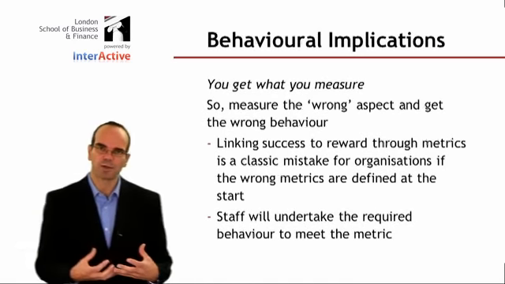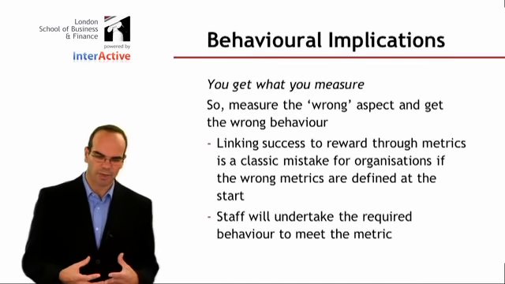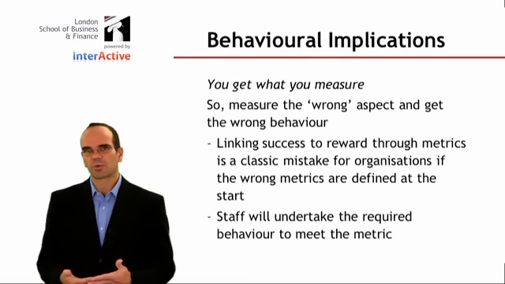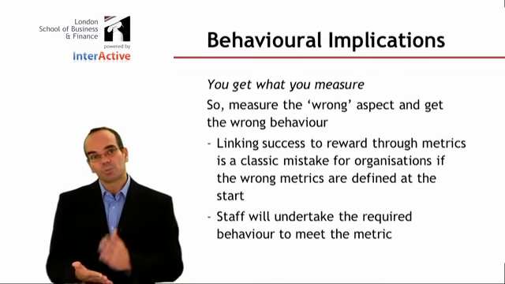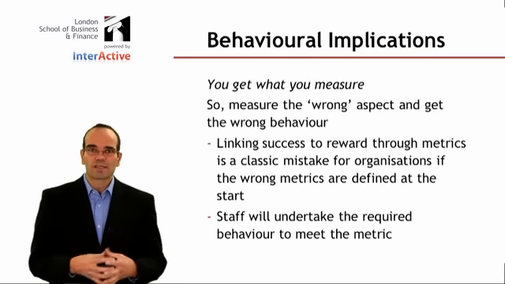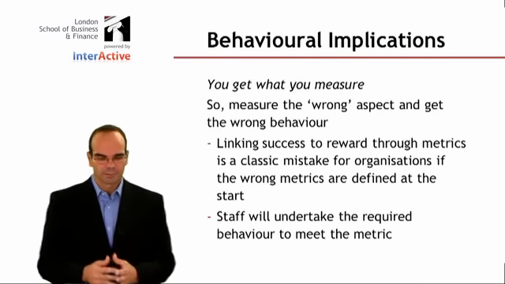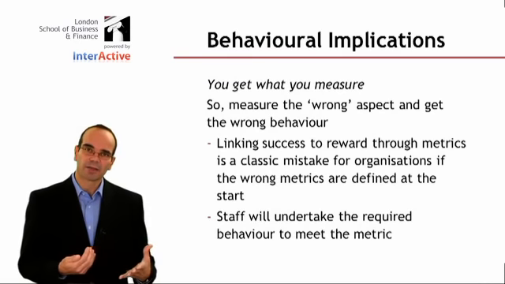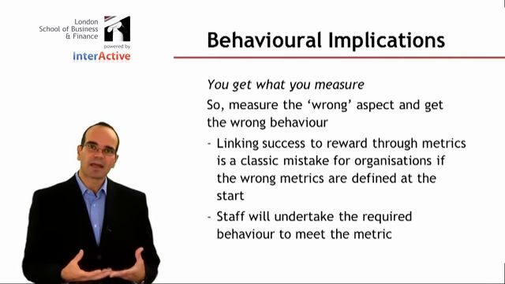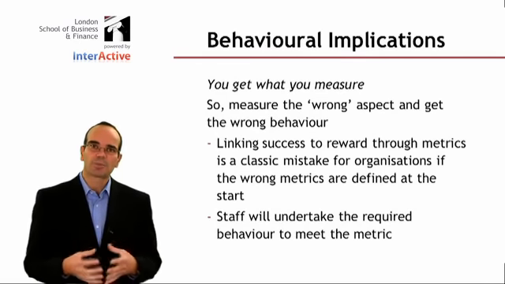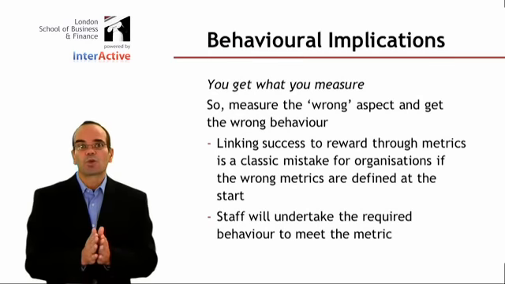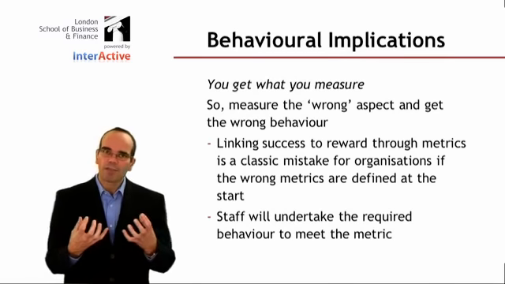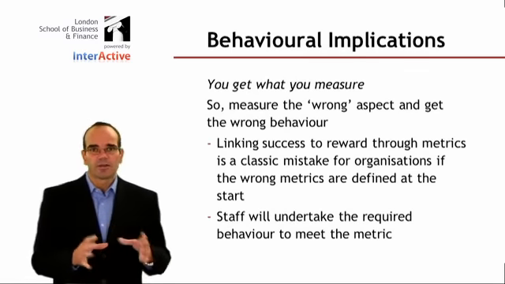So what are the behavioural implications for metrics? Well, basically you get what you measure. If you're encouraging people within the organisation to produce more, then performance metrics will encourage that behaviour. However, if you're measuring the wrong aspect, you get the wrong behaviour. So productivity is about having output, but also sustaining quality within the product and service that you're offering. So it's important to have the right mix of metrics in terms of output versus quality.